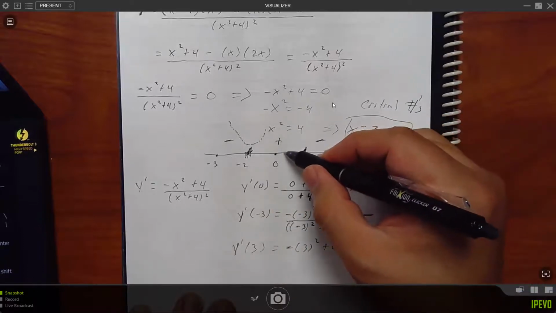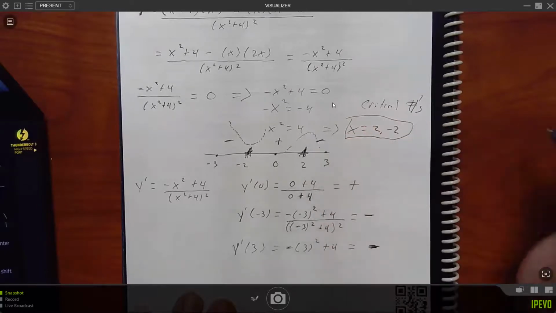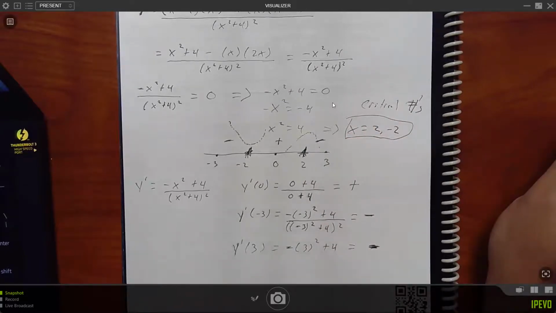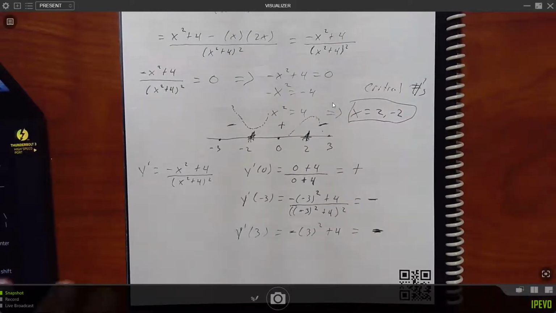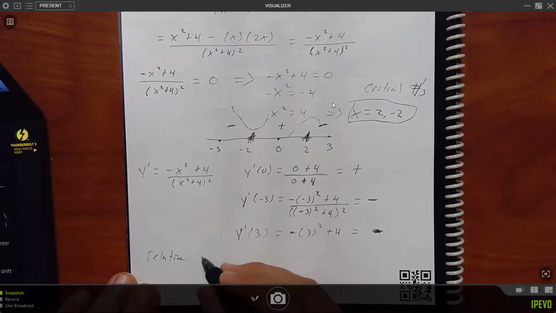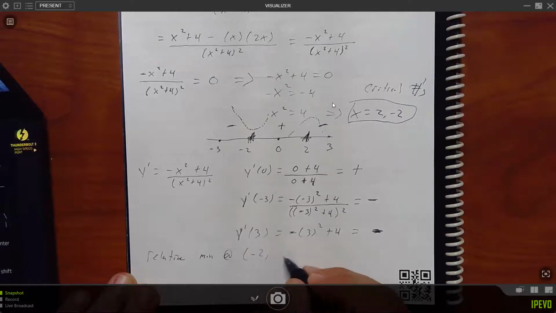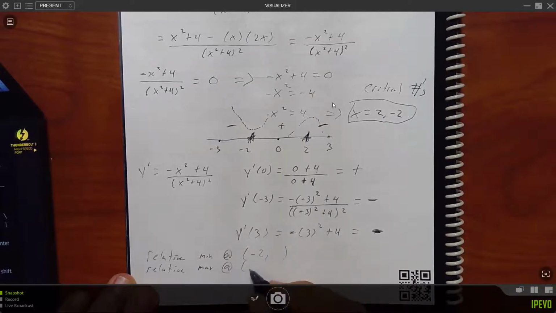And then over here, oh, I forgot it's not one line, it's 2 lines. Yeah, we only have 2 criticals, right? Okay. So relative minimum at -2 comma something, relative max at 2 comma something.